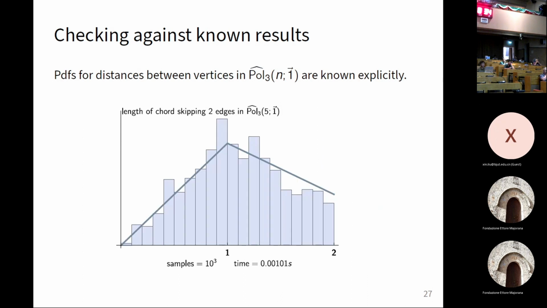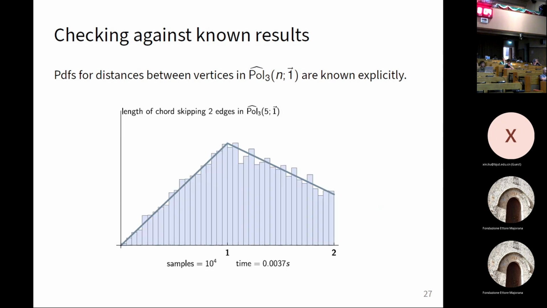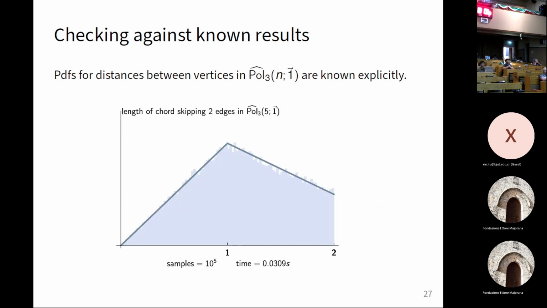Okay, what about skipping two edges in a pentagon? This is an interesting case because it turns out that the PDF is piecewise linear, which isn't too common in mechanics problems, right? It's an extremely weird PDF. So can we replicate the weird PDF, and in particular, the corner in the weird PDF? Here's 1,000 samples, 10,000, 100,000, 1,000,000, 10 million. Right, so yes.